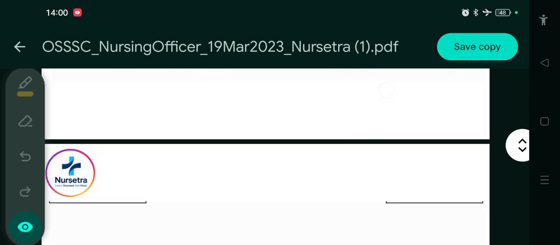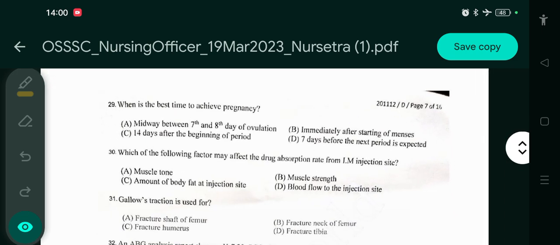Next question: when is the best time to achieve pregnancy? Option A is midway between 7 to 8 days of ovulation. Option B is immediately after the start of menses. Option C is 14 days after the beginning of the period. Option D is 7 days before the next period is expected.